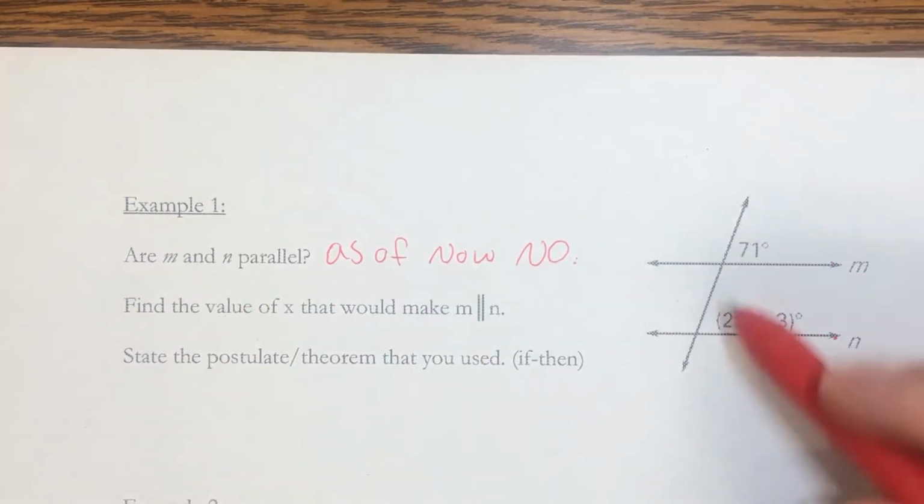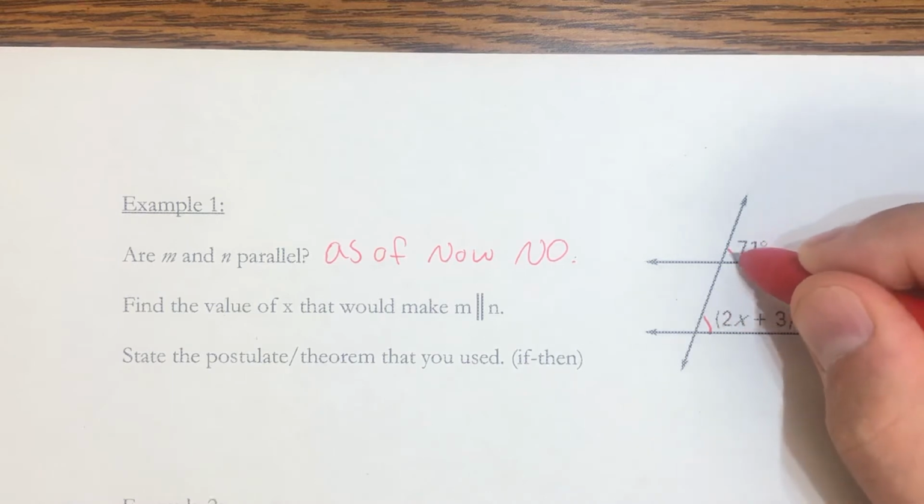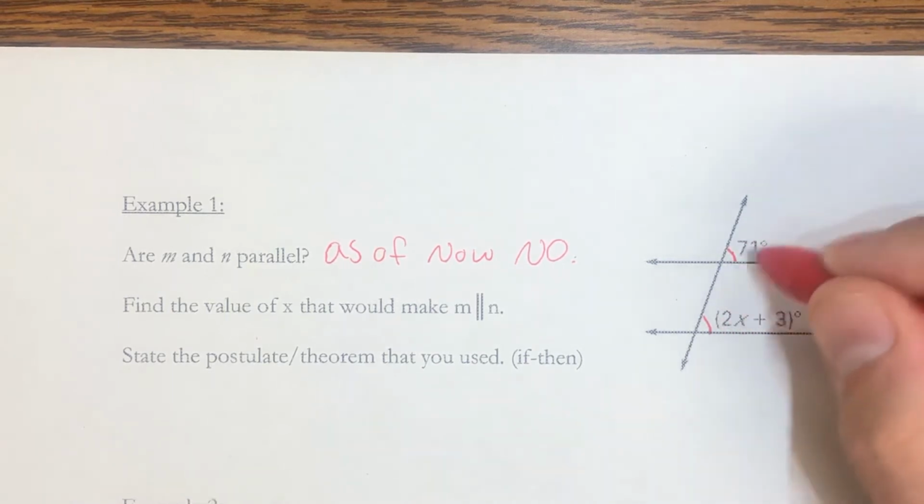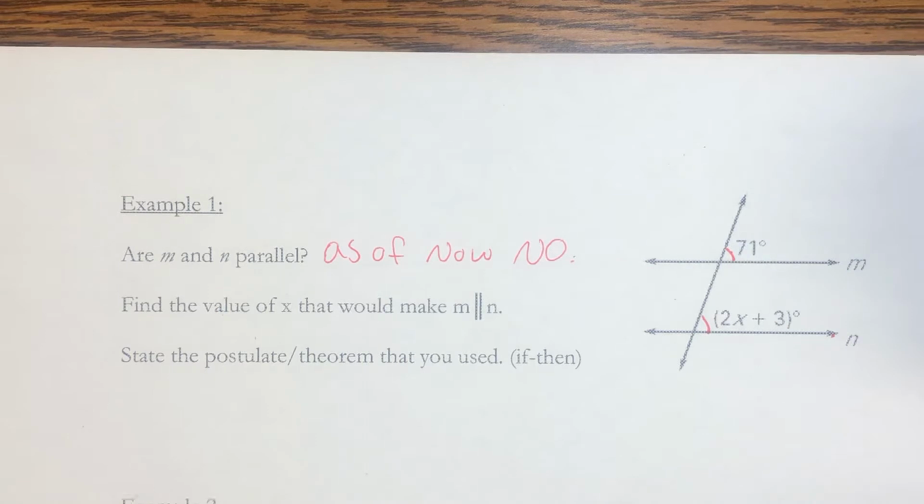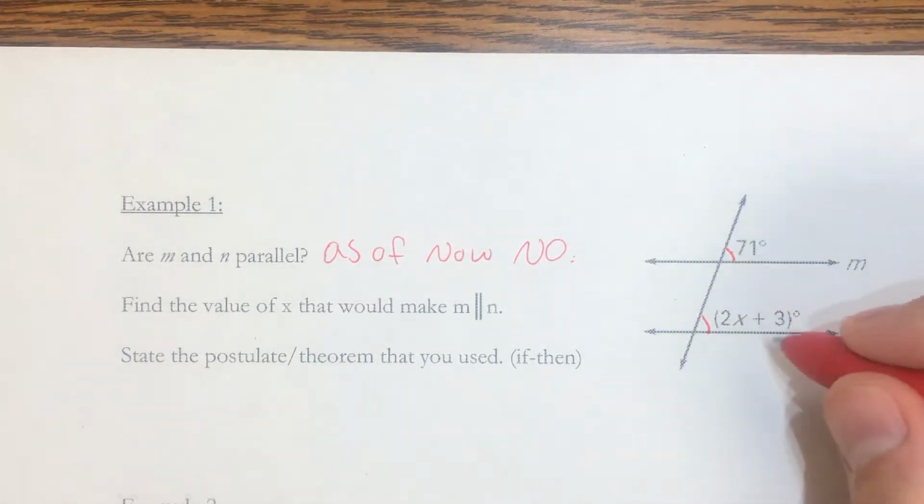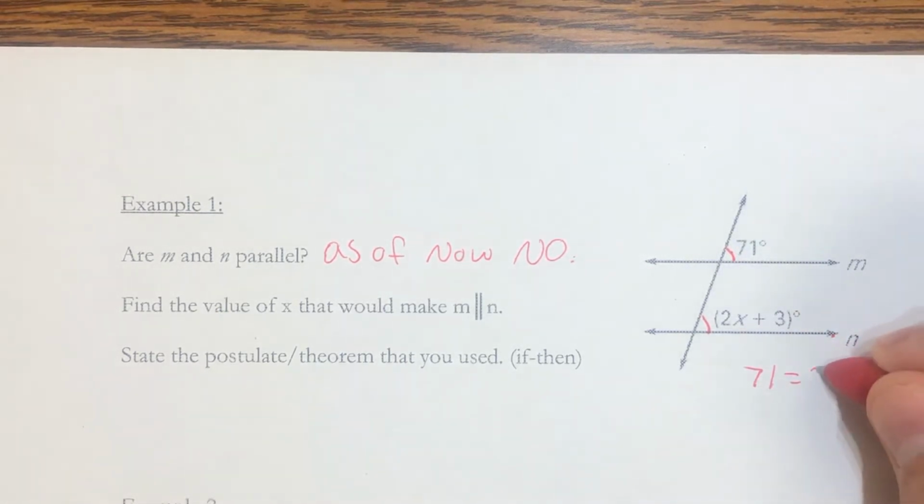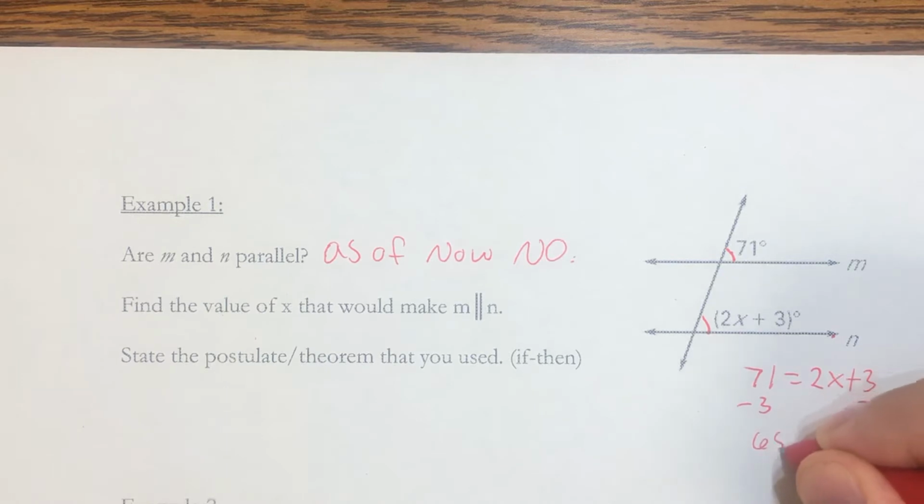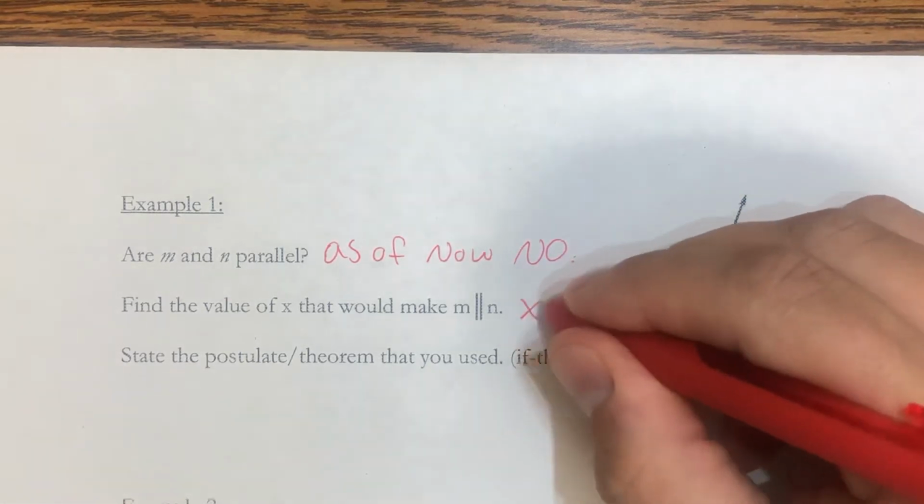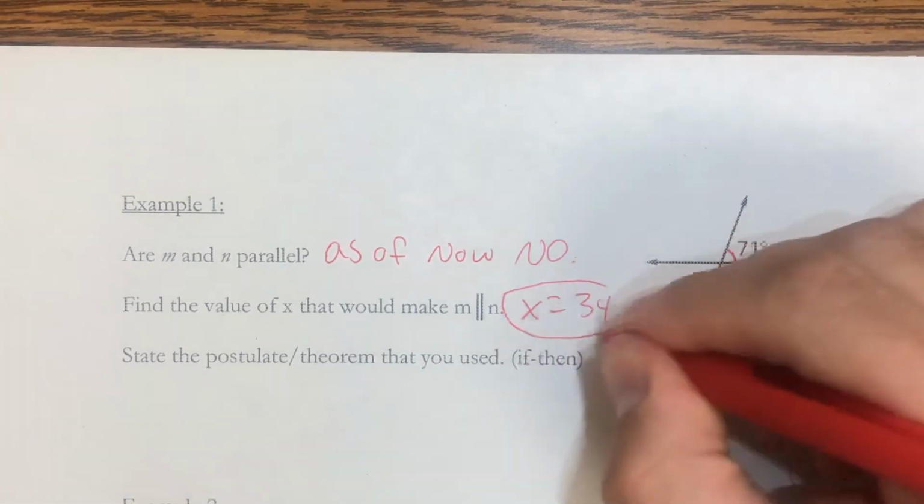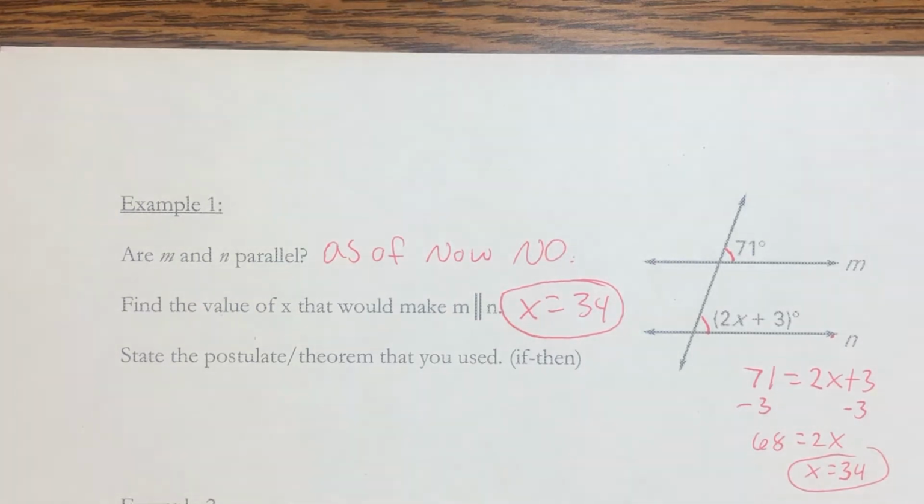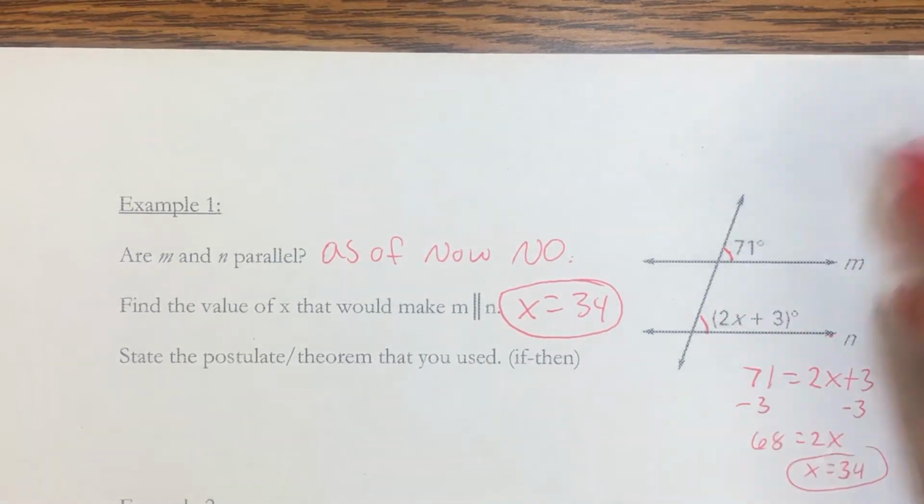Yes. If this angle is also 71 degrees, so if these two corresponding angles are congruent, that would make the lines parallel. So I need to set up an equation and say 71 has to equal 2x plus 3. If that happens, they will be parallel. So subtract 3, subtract 3. 68 equals 2x. X is equal to 34. So if x is equal to 34, then the lines are parallel because the corresponding angles would be congruent.